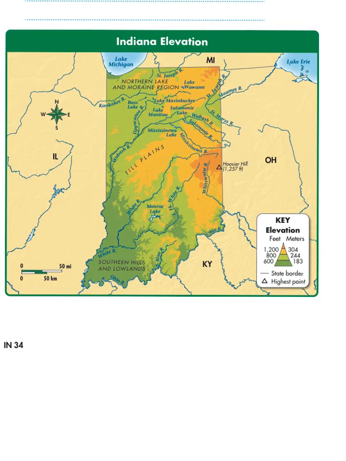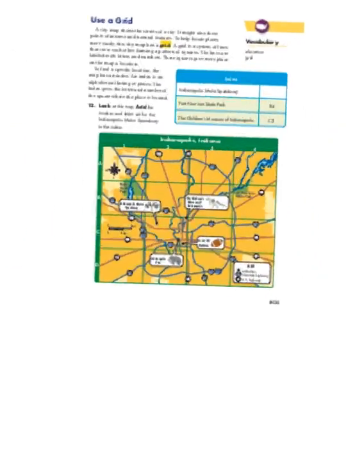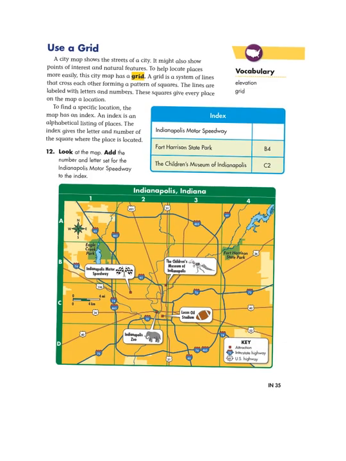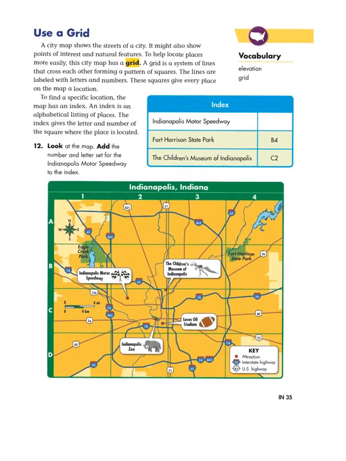Now if you go to the next page, you're going to see that page 35 shows us a completely different type of map. Now this is more of a political map, which is going to show you destinations within an area. Okay? A city map shows the streets of a city. It might also show points of interest and natural features. To help locate places more easily, this city map has a grid. A grid is a system of lines that cross each other, forming a pattern of squares. Now, you're probably familiar with graph paper, where it's basically lines that intersect at 90-degree angles.